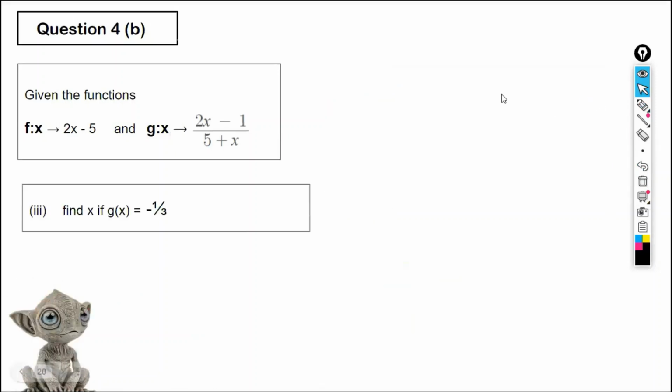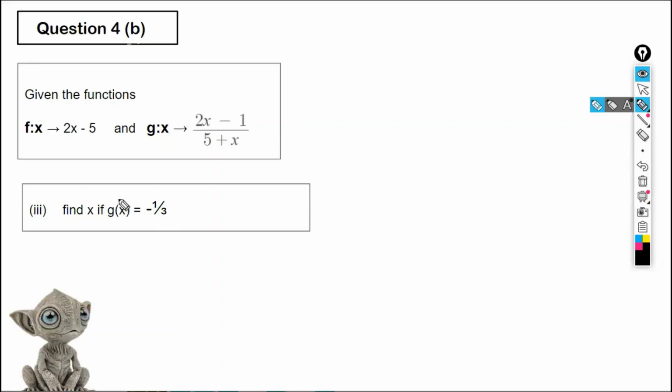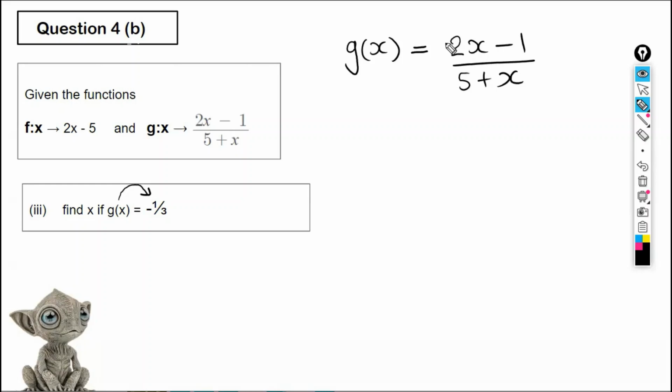All right, so it had a part 3 here. For part 3, they want you to solve for x, given that g(x), the regular boring g(x), is minus 1/3. So we can write back the equation here that they gave us, the function. g(x) is equal to (2x minus 1) over (5 plus x). All they want you to do is take this expression and put it equal to minus 1/3.